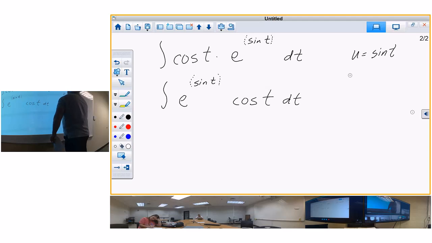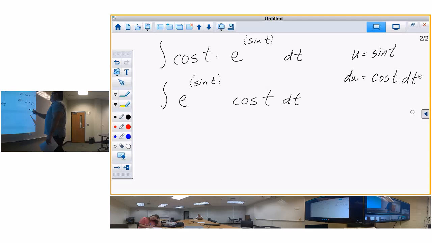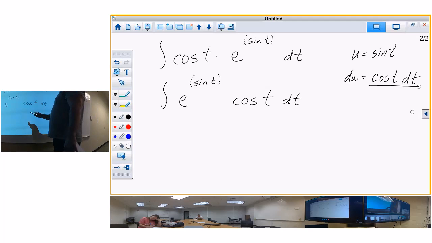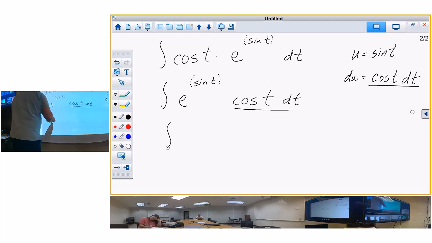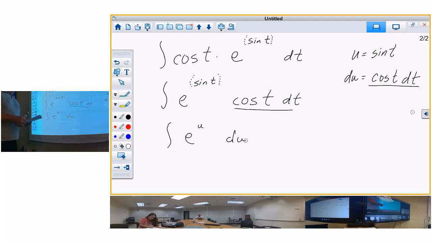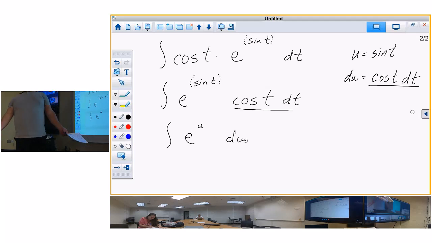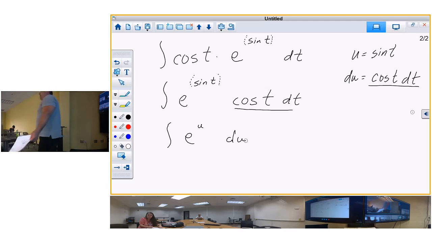What is du? What's the derivative of the sine? Cosine. So we have cosine t dt. We have cosine dt. So what do we have? We have the antiderivative of e to the u du. Well, the antiderivative of e to the u is e to the u. Remember me telling you that? E to the x is e to the x.